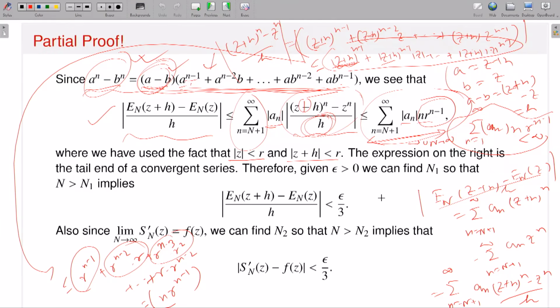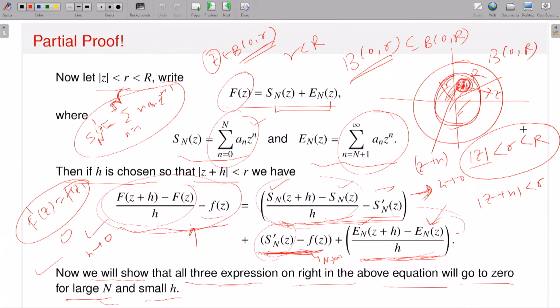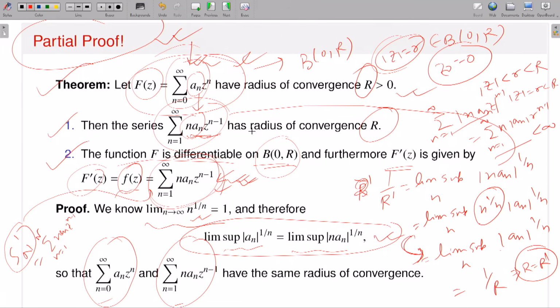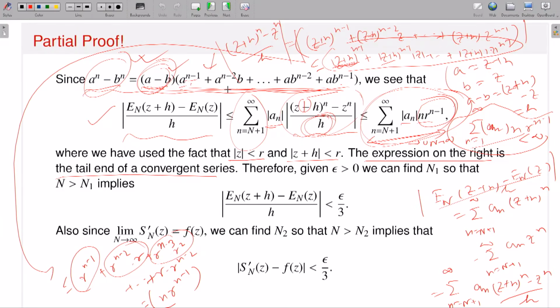So therefore by the epsilon by 3 argument, you see the expression on the right hand side is the tail of a convergent series. And why is the series convergent? Because this series has the same radius of convergence as this series. That is the fact. That is why. Because mod z is small r, which is strictly less than capital R, and this series has the same radius of convergence as this series. That is why. Okay. So if these things combine, therefore given epsilon, we can find capital N large enough.